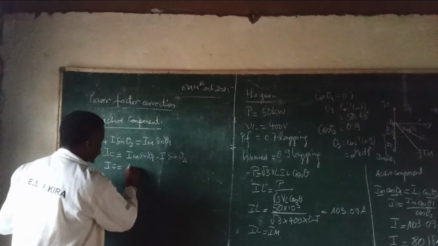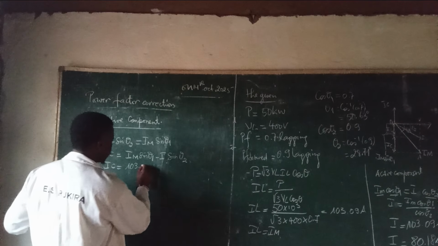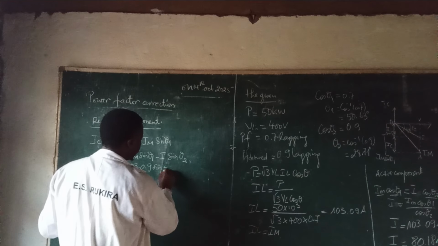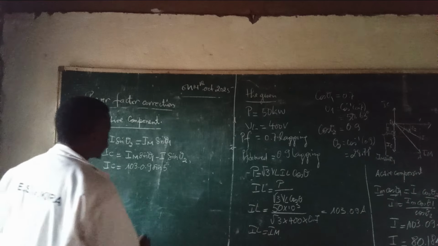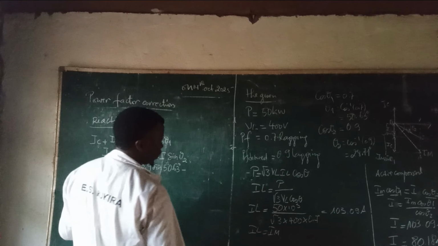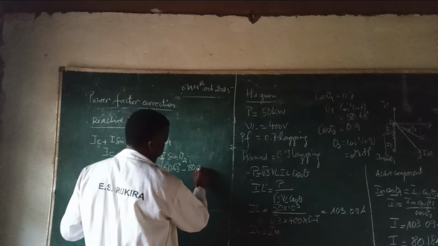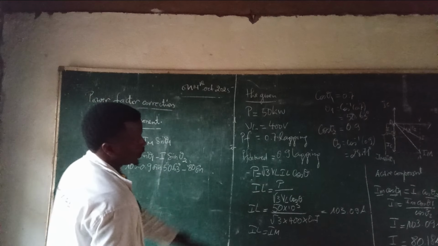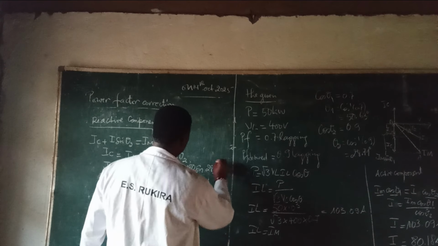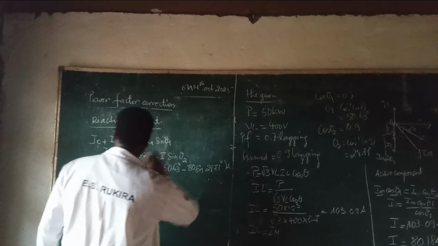Now, our IC will be equal to IM, equal to 103.09 amps, sin theta 1, it is 50.63 degrees, minus the result I have got, 80 sin of 28.71 degrees, which is in amps.